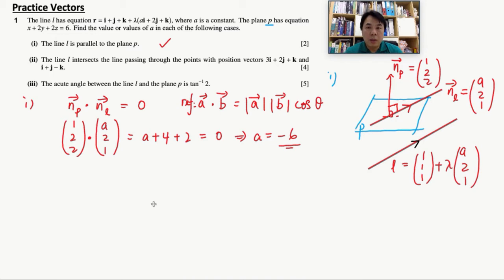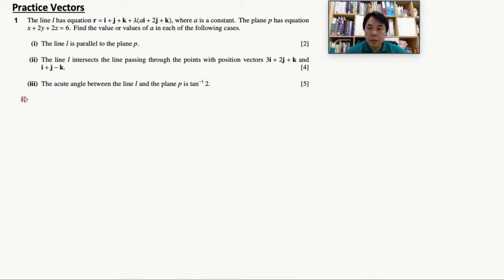Okay. Now for the second one, let's read through the second one. The line L intersects the line passing through the points with position vectors, both of these, right? So the line L intersects with another line that passes through these two position vectors, right? We can look at how to analyze that. Again, my advice is to sketch out a diagram to represent this. All right. Now number 2, we're going to sketch out a diagram to represent this scenario.